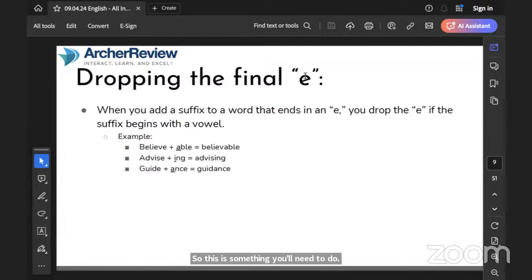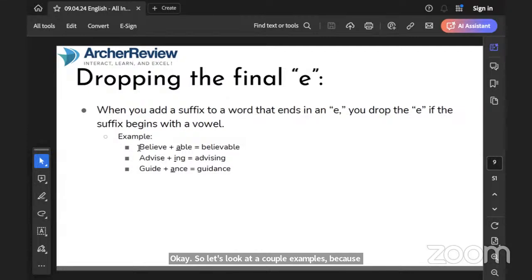Now for the rule, dropping the final E. When you add a suffix to a word that ends in an E, you drop the E if the suffix begins with a vowel. What does that mean? Okay, so let's look at a couple examples because usually it's a little bit easier to understand the rule when you can see it in action.